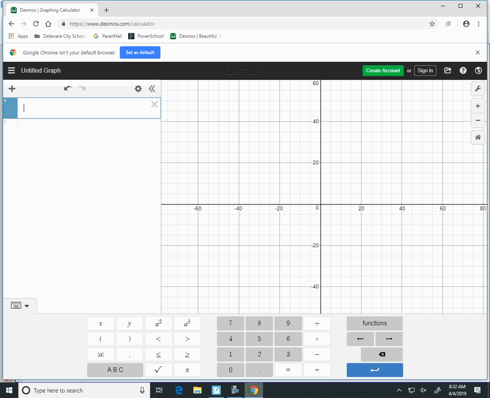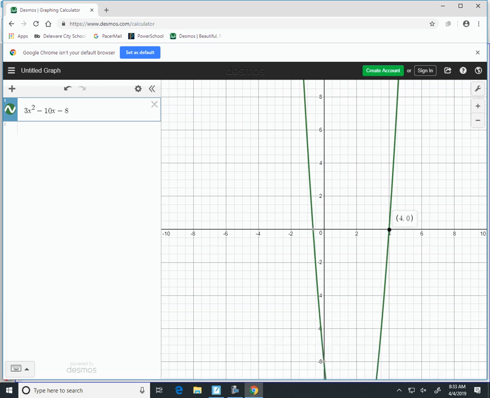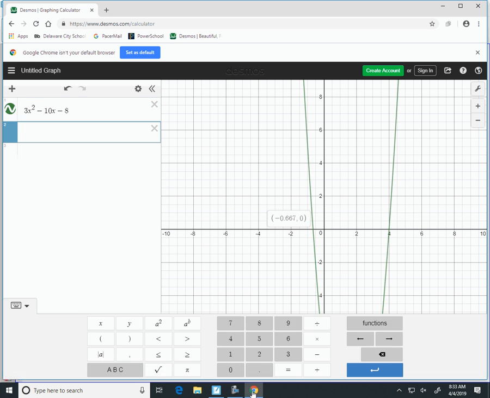So we just did what? 3x squared minus 10x minus 8. Is that right? And if you're not sure if negative 2/3 is the same as negative 0.67, negative 2 divided by 3, and now I'm feeling really good about that answer. I'm like, okay, there's one of my 20.